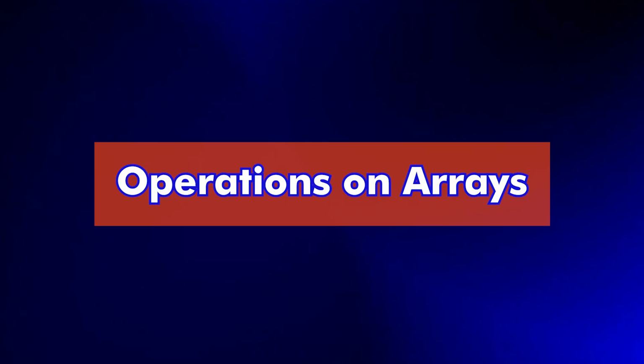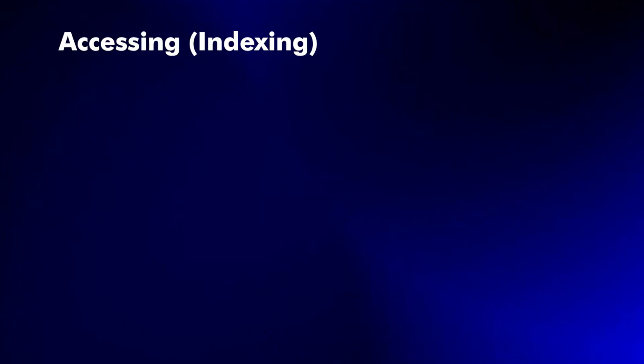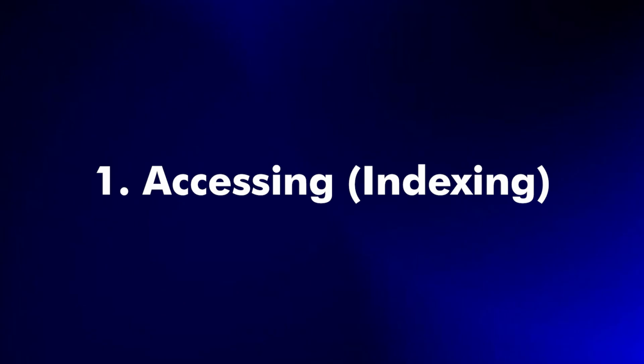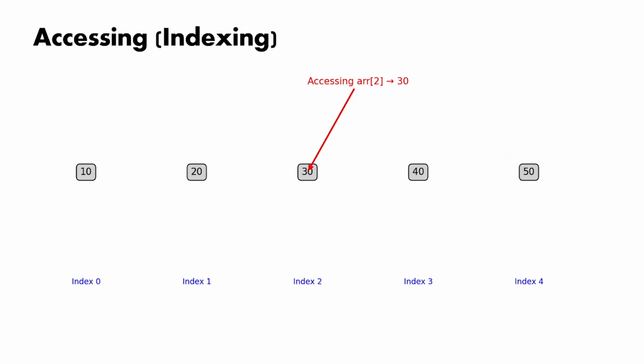Now we'll look at the operations we can perform on arrays, like accessing the elements or indexing, traversal, insertion, deletion, searching, and sorting. And from now on, we'll be treating arrays as lists. We'll start with accessing elements in arrays. Accessing an element in an array means retrieving the value stored at a specific position.